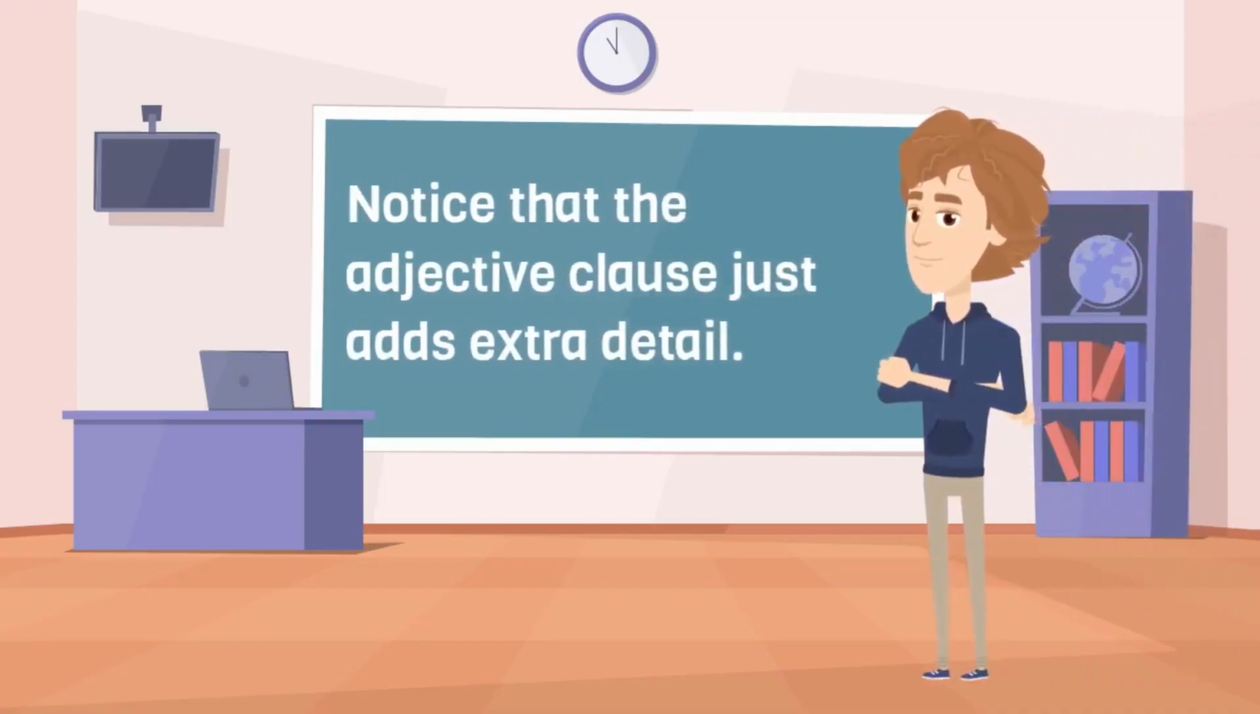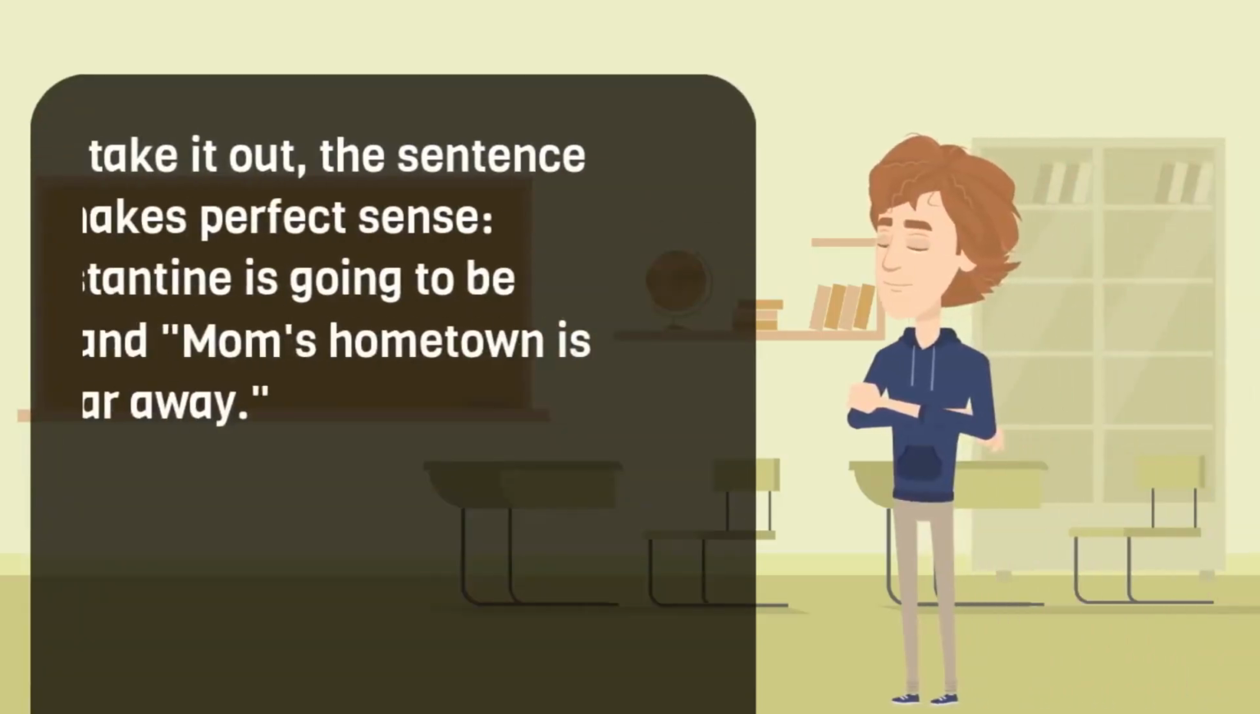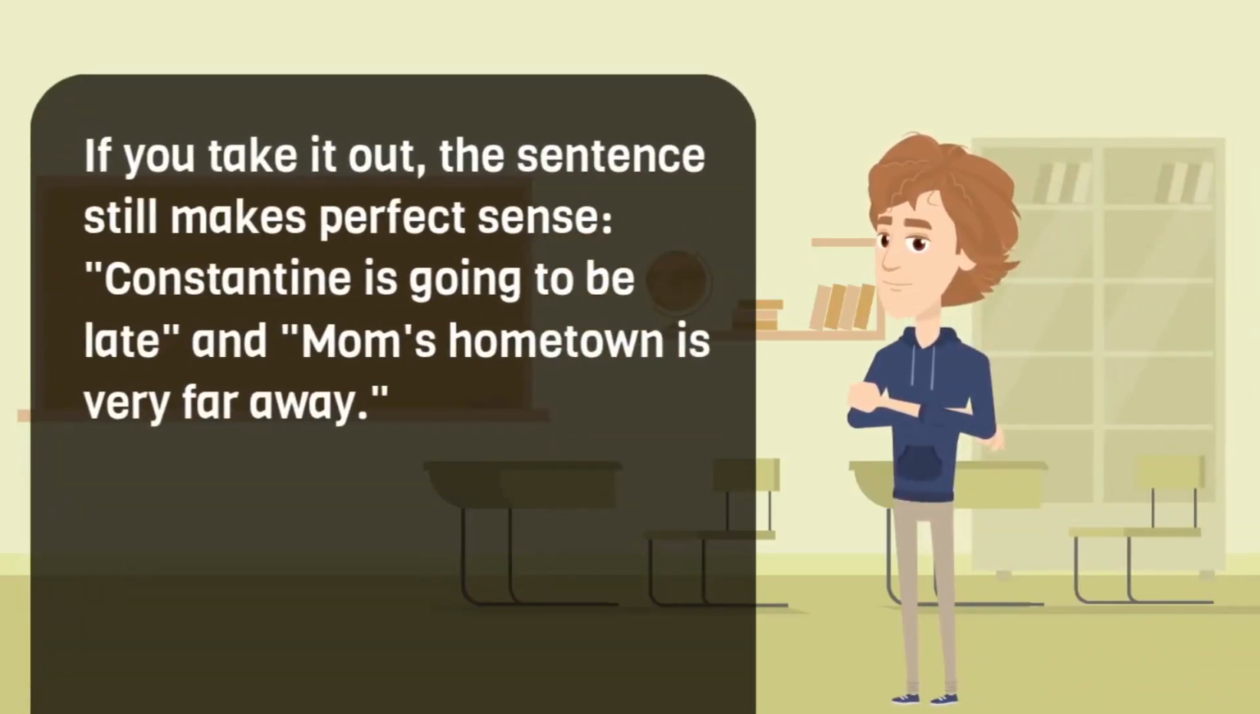Notice that the adjective clause just adds extra detail. If you take it out, the sentence still makes perfect sense. Constantine is going to be late, and Mom's hometown is very far away.